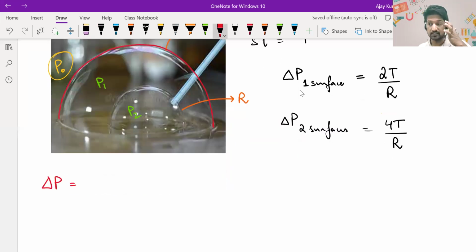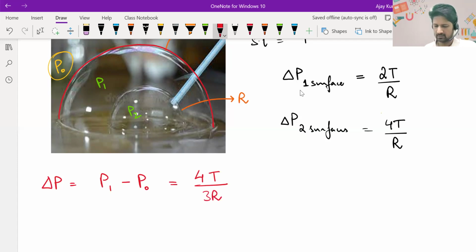We discussed yesterday that the concave side will be at a higher pressure than the convex side. So P1 will be more than P naught. So excess pressure will be written as P1 minus P naught. And since there are two surfaces, one on the inside, one on the outside, you'll have to use the formula 4T by R, 4T divided by its radius, which is 3r. Therefore, the pressure P1 will be P naught plus 4T by 3r.